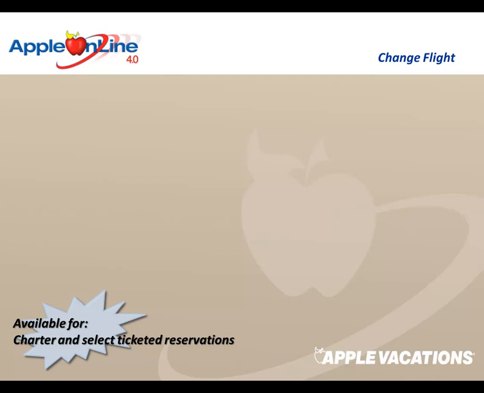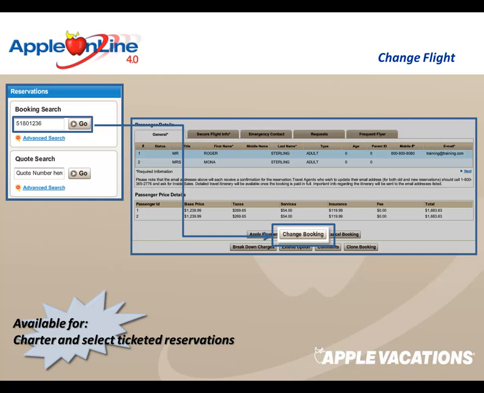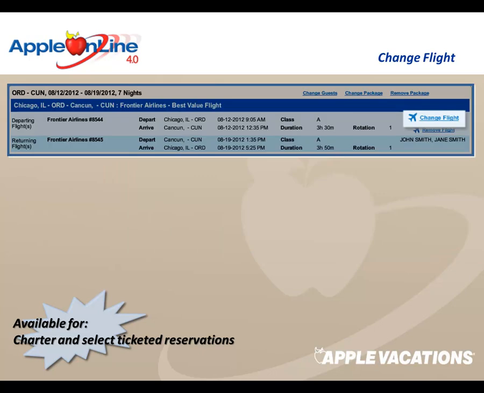Begin, of course, by loading your booking, scrolling to the bottom, and selecting Change Booking. Once in the Change Booking screen, select Change Flight, which is found to the right of the flight information.